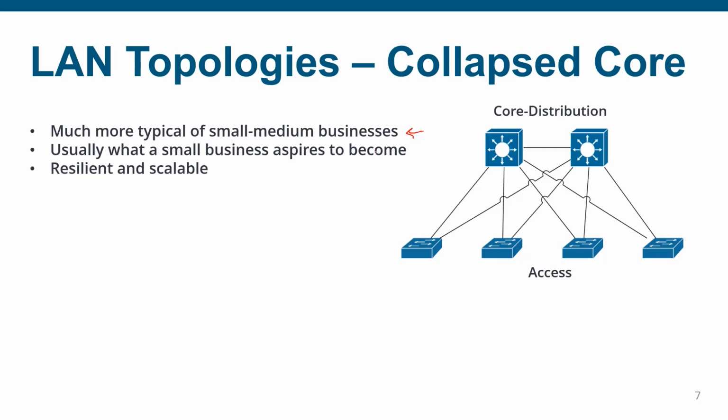Now, there's not a set size of your company as to when you need to graduate to this type of formalized two-tier architecture, or when you even need to scale beyond that. This is usually what a small business network aspires to become. Generally, when your small business starts out, you might have a firewall, and then that's connected to a switch, and that connects to all of your servers and workstations, right?